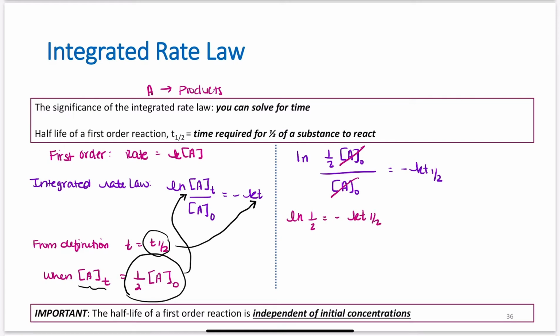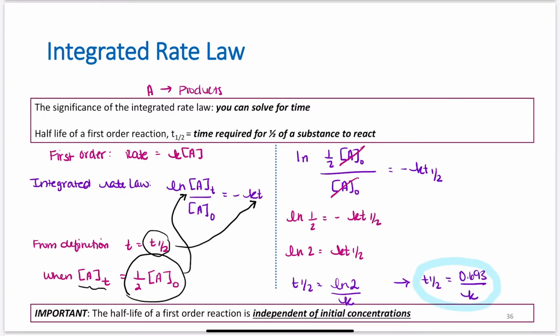The natural log of 1/2, I can say natural log of 2 is equal to positive K T to the 1/2, log rules here, basically multiplying through by -1 throughout the entire equation. And from there, I get T to the 1/2 equals the natural log of 2 over K. And you will often see this written as T to the 1/2 is equal to 0.693 over K, which is just the numerical value of natural log of 2 over K.